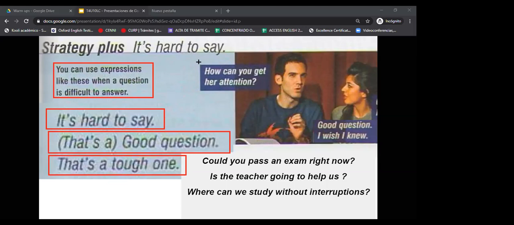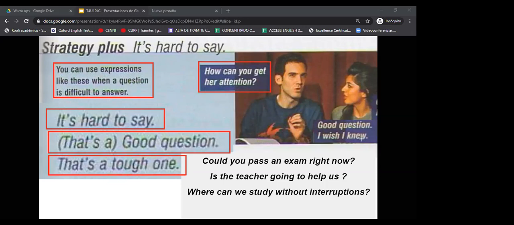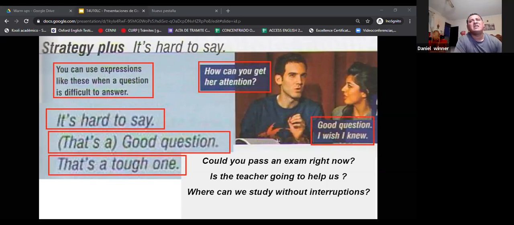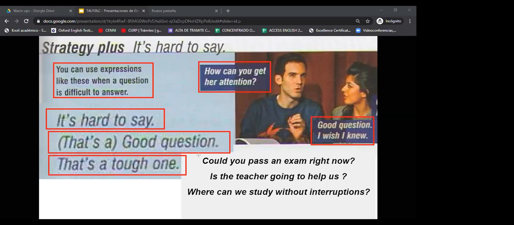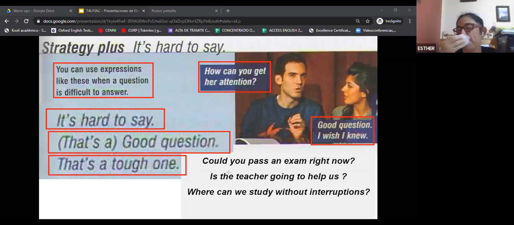Example. Daniel, can you read this? How can you get her attention? And the response? The response: good question. I wish I knew. Okay. Now, guys, could you pass an exam right now? Good question. Maybe. Is your teacher going to help you?